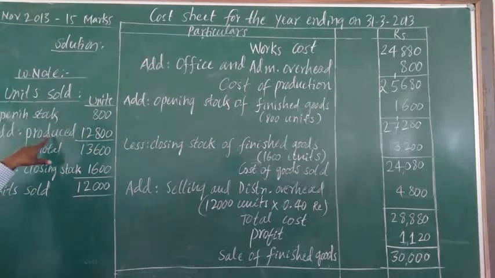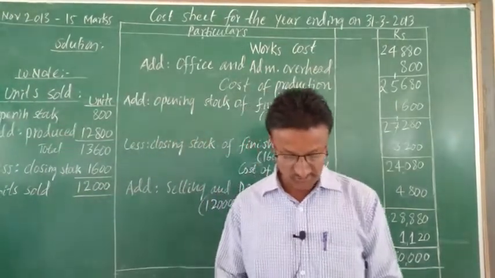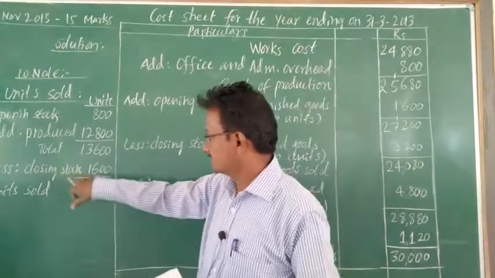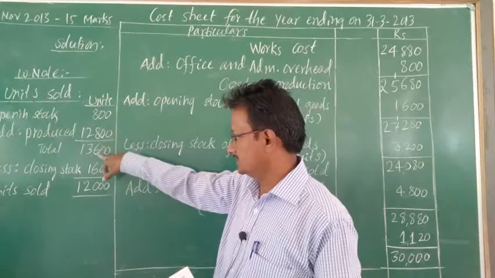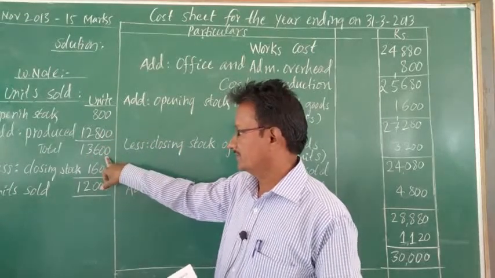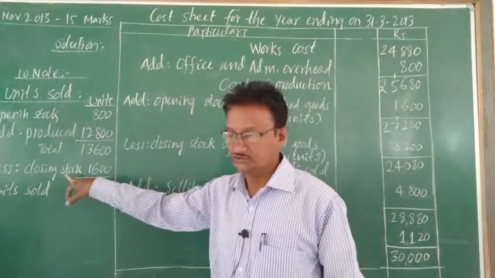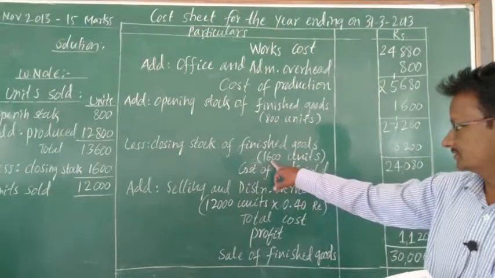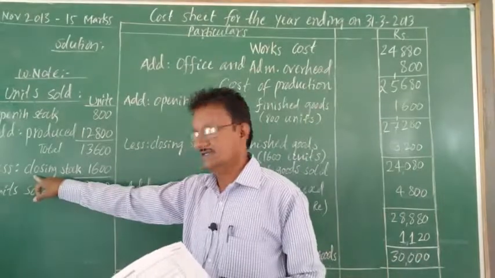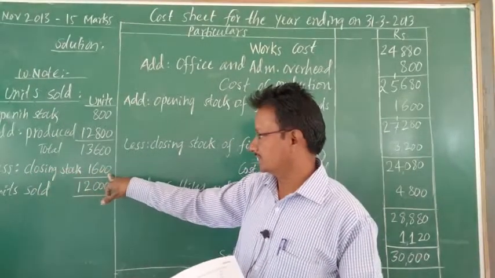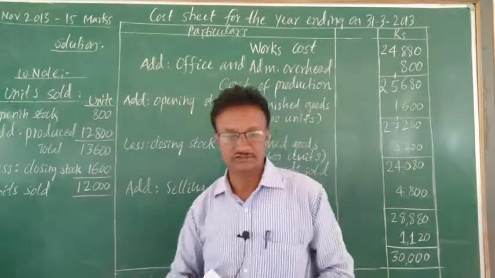add units produced. Here units produced is also given in the problem, that is 12,800 units. The total of these is 13,600, and from this deduct closing stock of finished goods. Closing stock of finished goods in units is also given, that is 1,600 units. So deduct 1,600 units and the remaining value is 12,000 units.